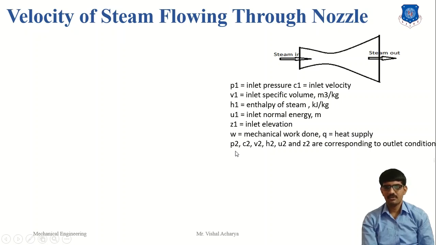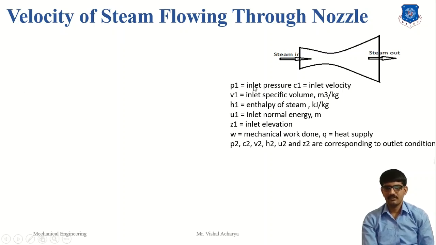Same for the outlet condition: P2 is the outlet pressure, C2 is the outlet velocity, V2 is the outlet specific volume, H2 is the enthalpy of steam at the outlet condition, U2 is the outlet internal energy, and Z2 is the elevation at the outlet condition.